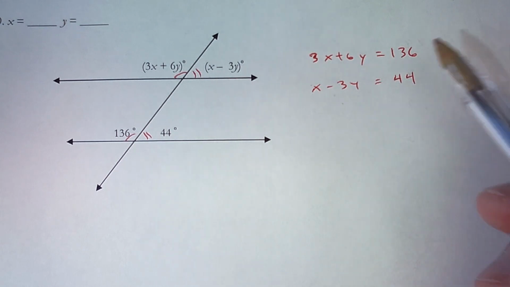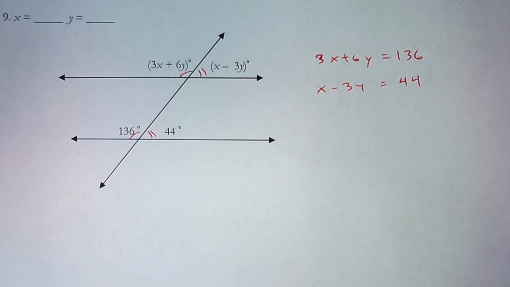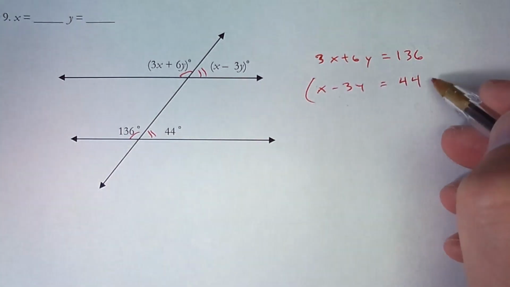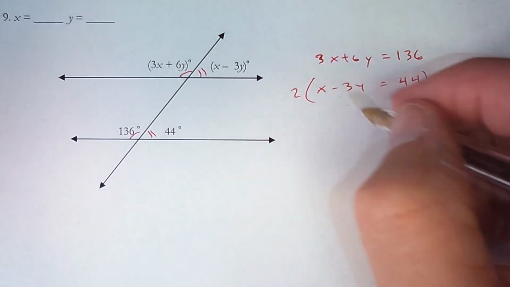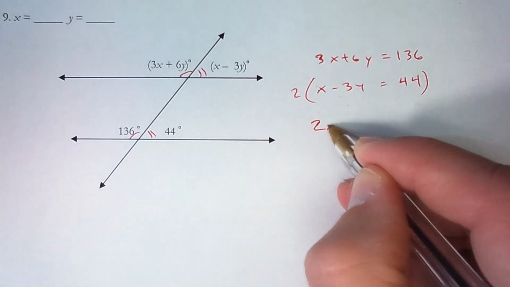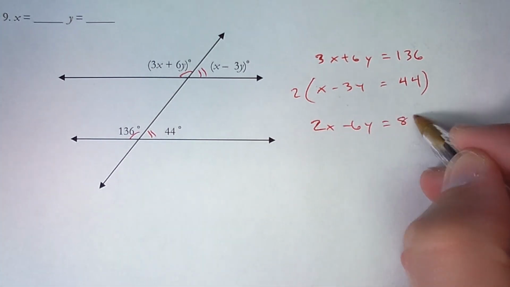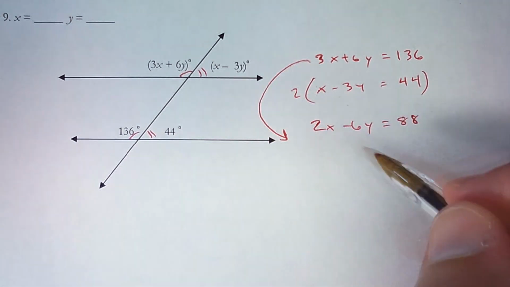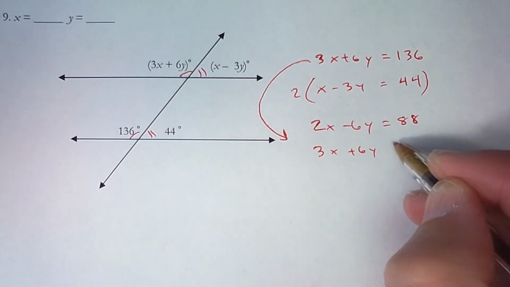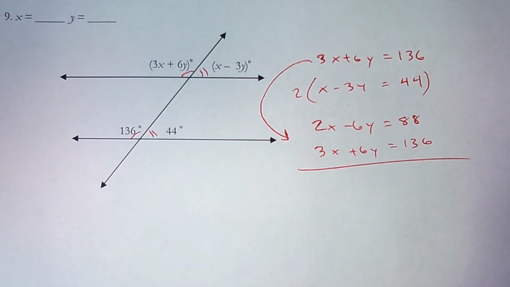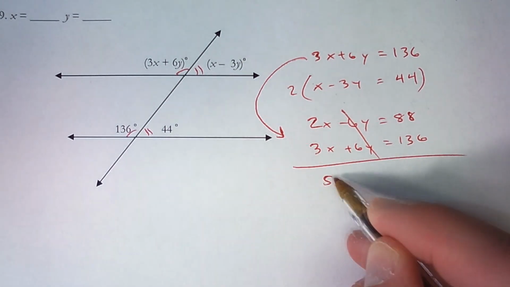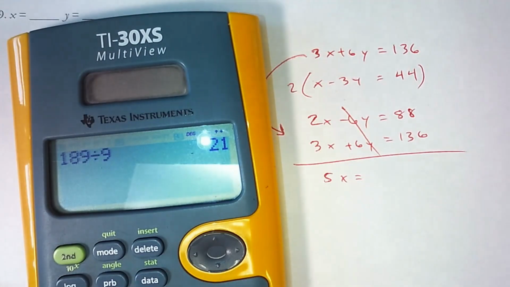Okay, so now I've got two equations with two variables, and I need to solve that system of equations. Okay, so I think the easiest way is to multiply this equation by 2. So I've got 2x minus 6y equals 88. I'm going to rewrite this one down here. 3x plus 6y equals 136. And we'll notice that these y's cancel. So I get 5x equals 88 plus 136 is 224.